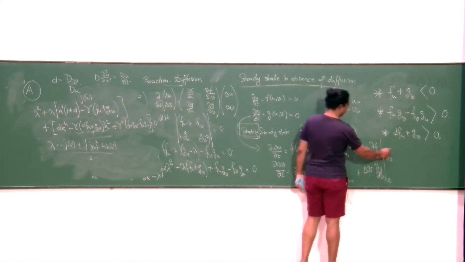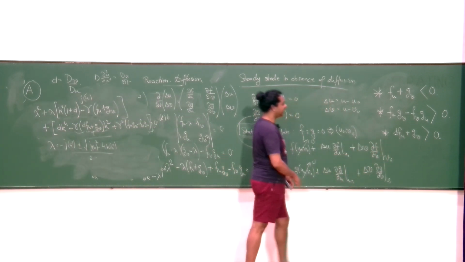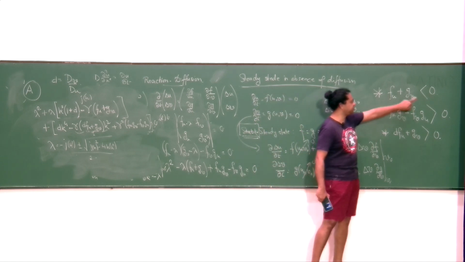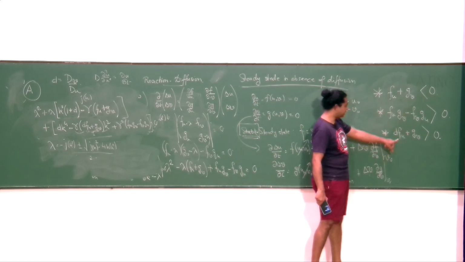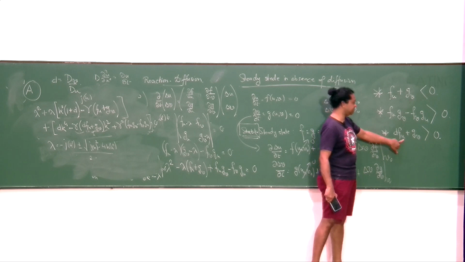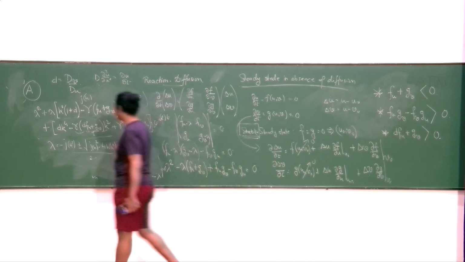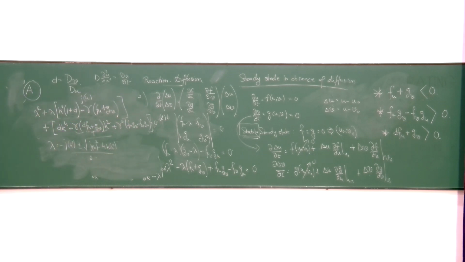So let's see what that means. I have one condition, which is fu plus gv is less than 0. I have another condition here which says that d times fu plus gv is greater than 0. What does that mean about the relative signs of fu and gv?